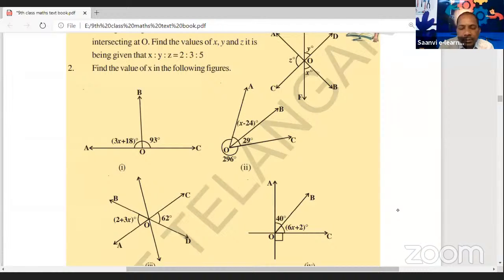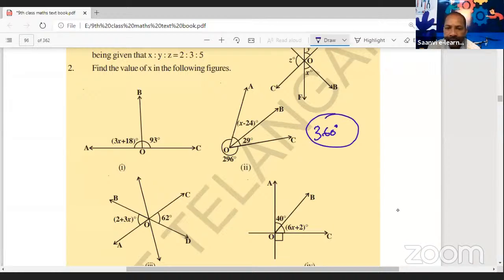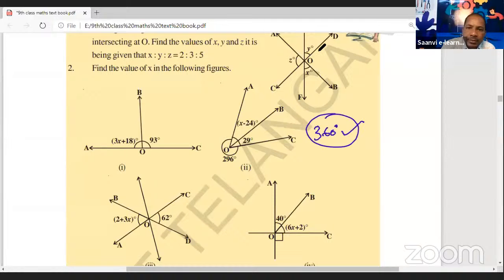We all know that if angles are formed around a point, the sum of those angles is equal to 360 degrees, isn't it? If the angles are formed around the point, the sum of all those angles is equal to 360 degrees. It means x minus 24 degrees plus 29 degrees plus 296 degrees is equal to 360 degrees. Okay. Now find out how much we get.